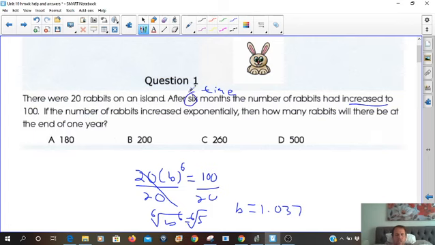Well, we're using 6 as our time. And so we want to know at 12 months, which is 1 year, how many rabbits will there be? So now again, you use your initial, which is 20, your base, which is 1.037, and then to the what power? Well, that was 6 months. They don't want 6 more years, because that would be 12, they just say at 1 year. So we will say at 12 months, what will it be? And so we'll go ahead and plug that in.